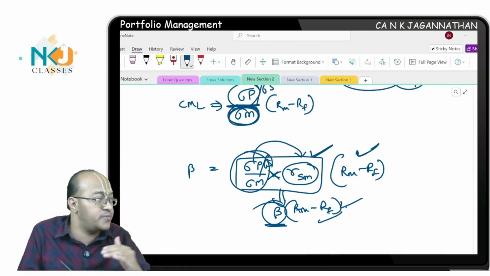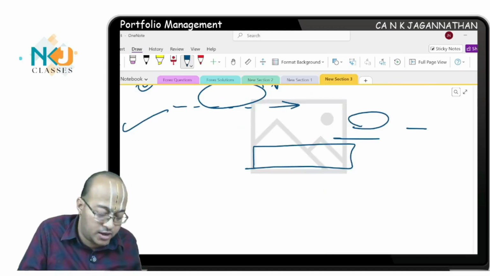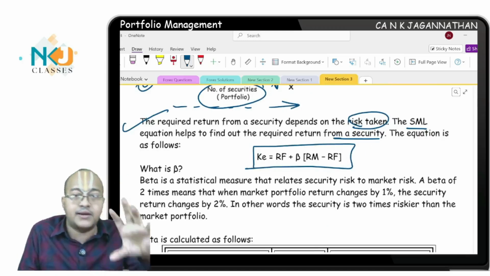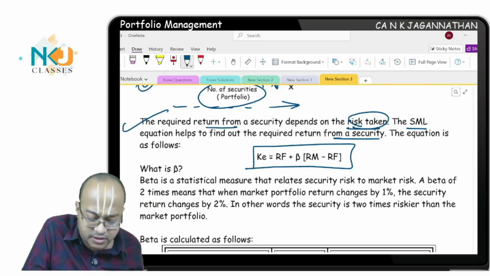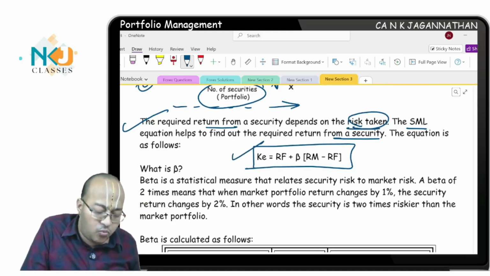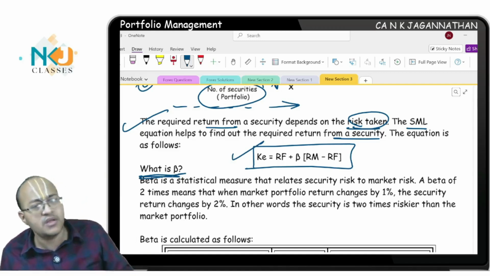The difference between CML and SML. Are you listening? Now you will understand the notes, everything you will understand. The required return from a security depends on the risk taken. The SML equation is this. What is beta? Now, an important discussion.